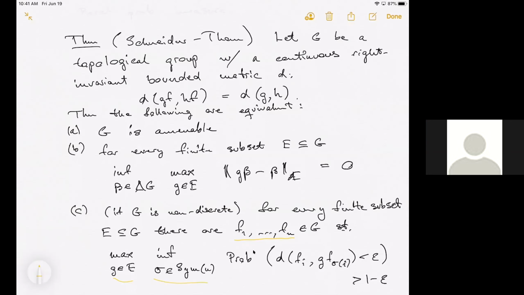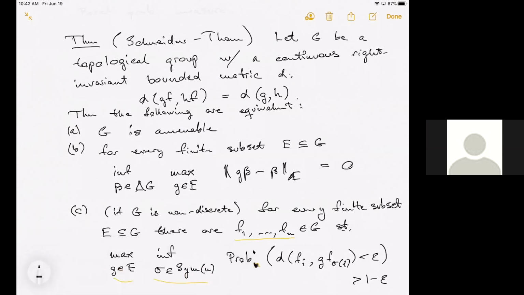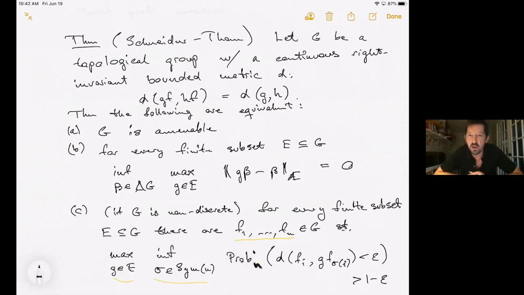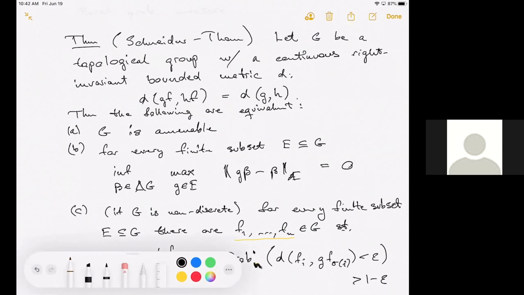Christian, I'm sorry, I must be missing something obvious. I don't understand what probability means here. What is random? I'd say it's the uniform. Sorry, I should be explicit. It's the uniform probability on the numbers 1 through n. The proportion of i's so that the distance here is less than epsilon is greater than. Okay, thank you. It's very clear. Thank you. That's all.